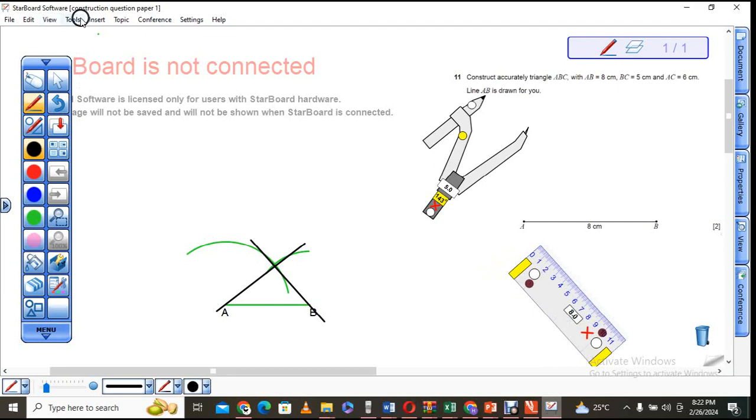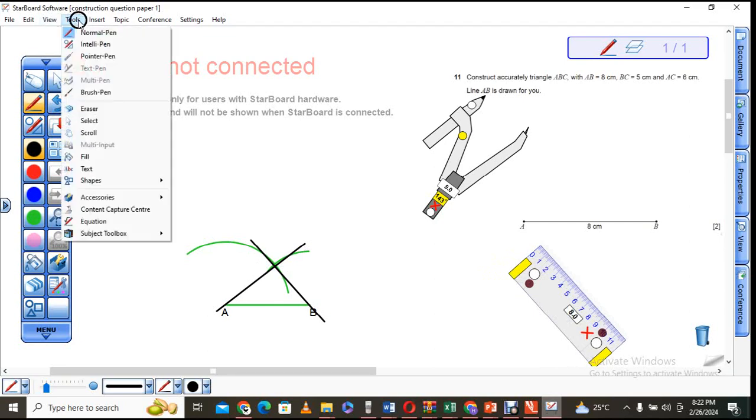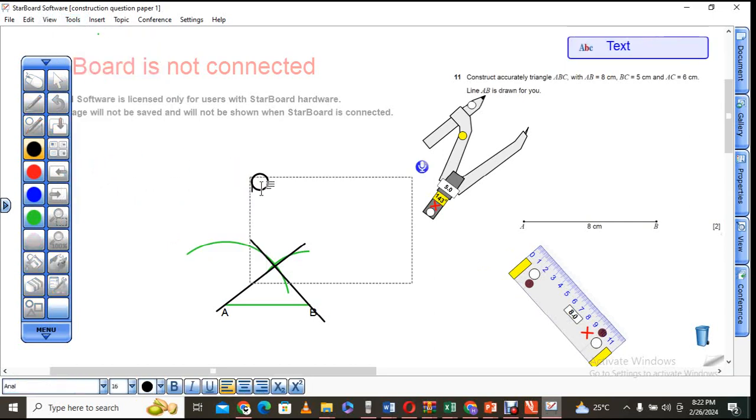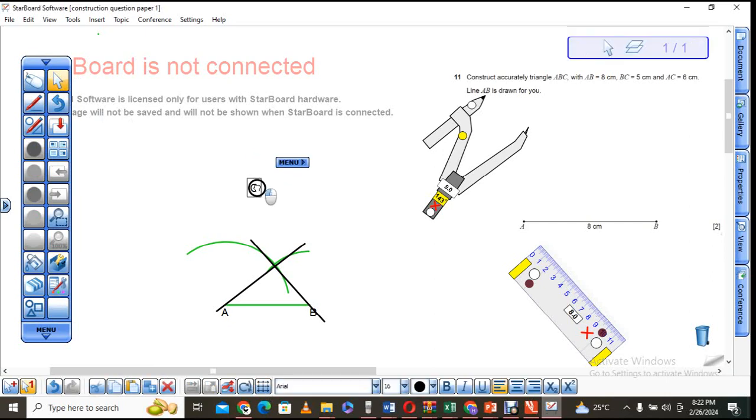Let's see if I have a tool. I just bring in my text, so that is going to be my C over there. So I just want to see. So this C is going to be over here. So eventually, that is how that particular question is supposed to be done.